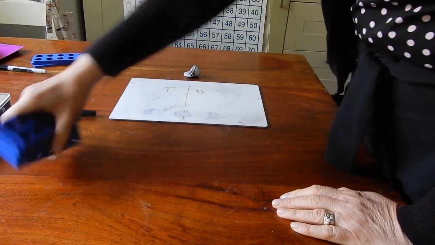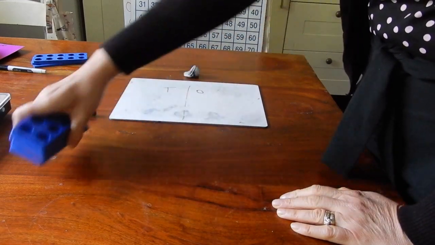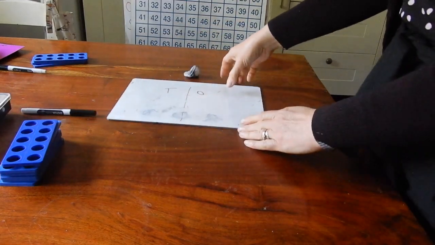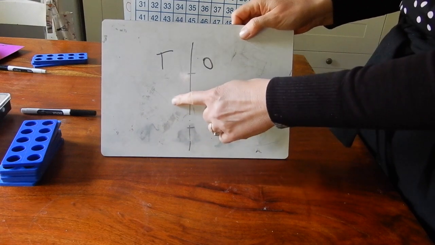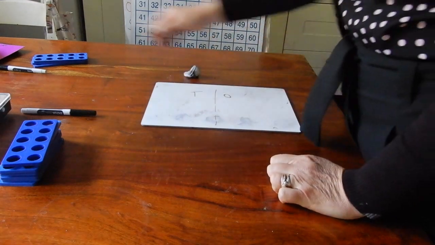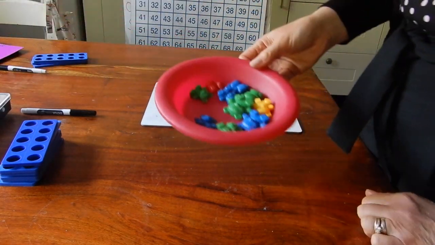So I'm going to be dealing with my tens Numicon still. So that will be the number that goes in my tens column, how many pieces of 10 I've got. And I'm also going to be dealing in ones.